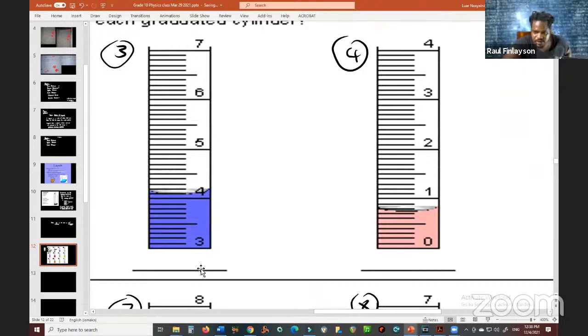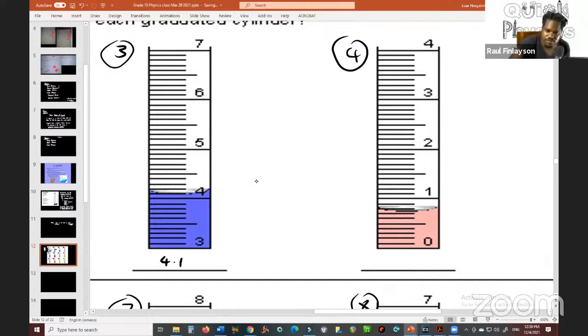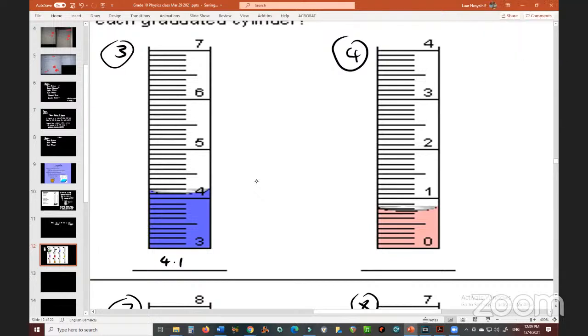So apply your knowledge now to this one. What would be the third one? Sir, 4.1. Yeah, 4.1. That's it. Beautiful. See it? Not hard. No, sir. Yeah.